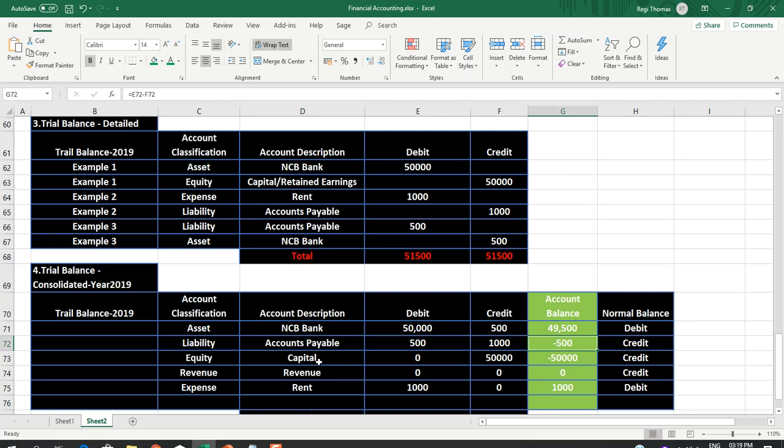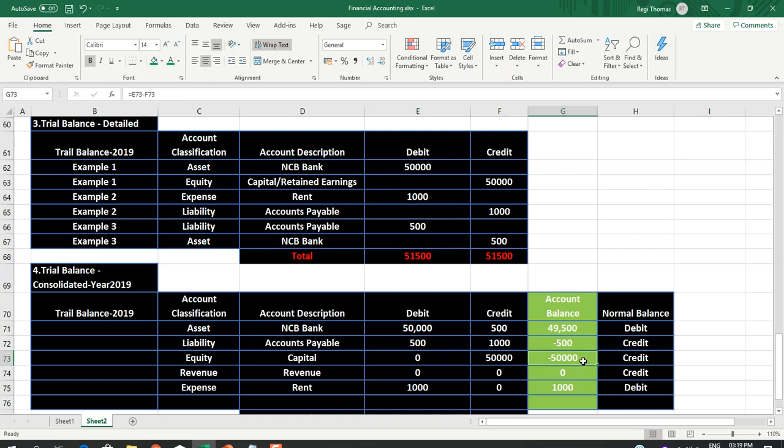Now another one is capital. Capital means equity, which is on the credit side, 50,000 SAR. The debit minus credit balance is again the same, because you did not withdraw any money out of your capital.